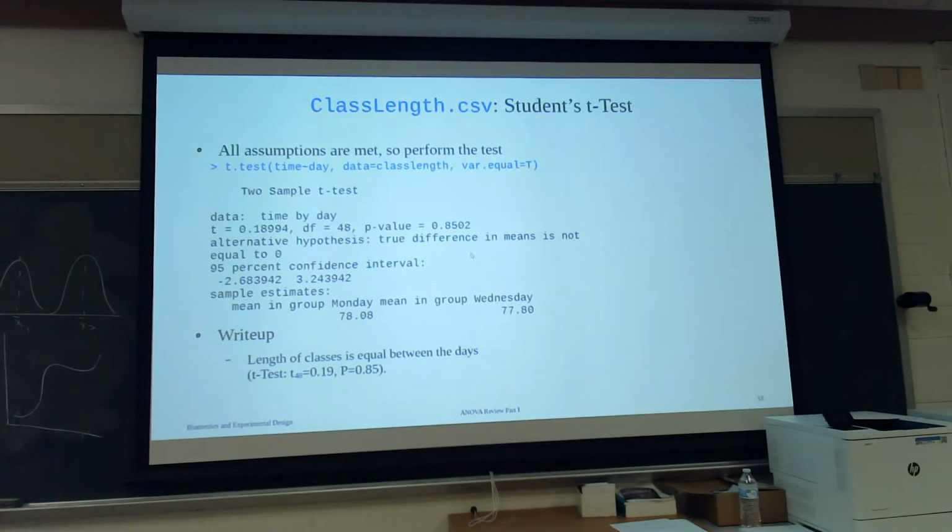And our test in this case is t.test. That's our function. And we pass it the same formula that we've been using to check the assumption. So time is a function of day, data equals class length, var.equal equals T. And we get this output. The output tells us we ran a 2-sample t-test. It tells us our test statistic t, gives us the degrees of freedom, 48, and gives us our p-value. These are all things that we have to report.